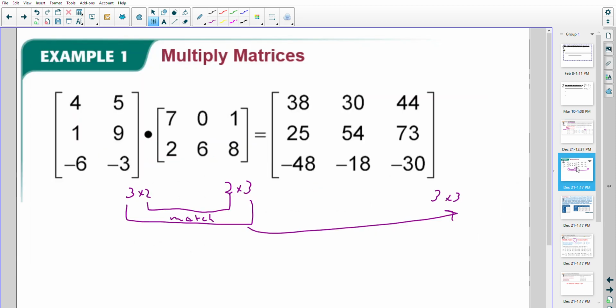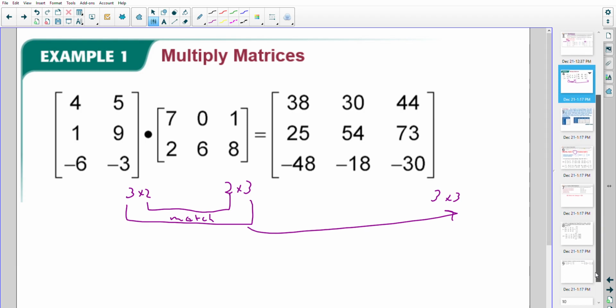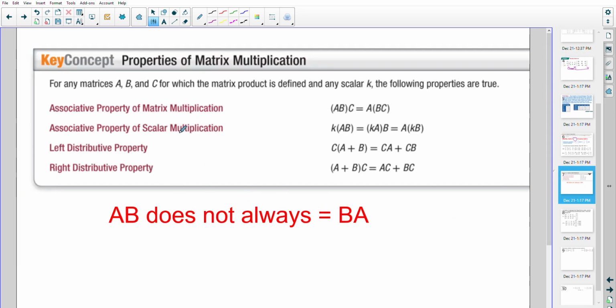Now, one thing to know is that matrices have orders, and the order represents the row by column written down like this. So this is 3 rows by 2 columns, and this is 2 rows by 3 columns. And in order to be able to multiply, these inside numbers must match. If they don't match, you can't multiply. And the result, the 3 by 3, is what you're going to get as the product of multiplying the two matrices.